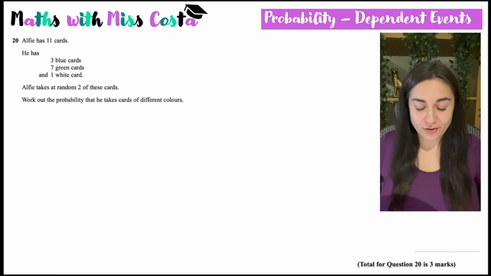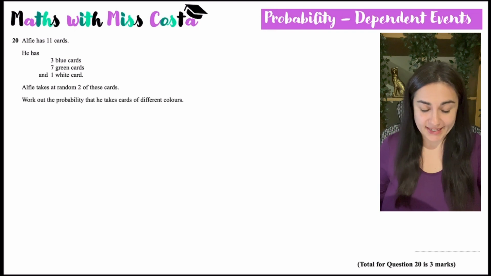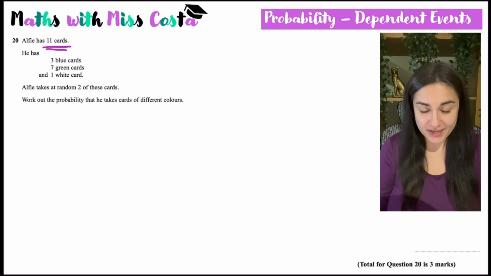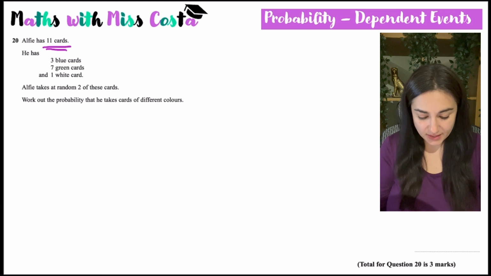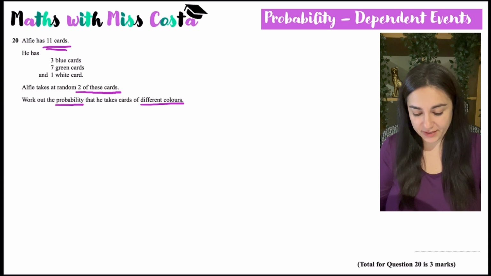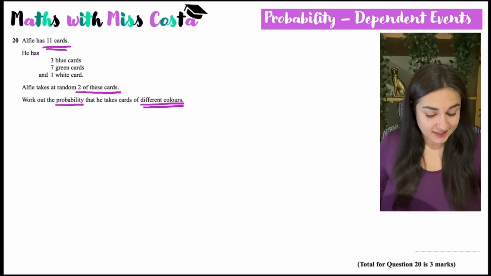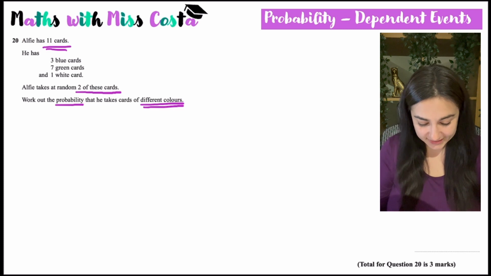Okay, so over here I've got a question that says that Alfie has 11 cards. 3 of them are blue, 7 are green, and 1 is white. And then told that Alfie takes at random 2 of these cards, and then I need to work out the probability that he takes cards of different colours. So this is going to be a big probability tree. So get ready. We're going to start with card 1.